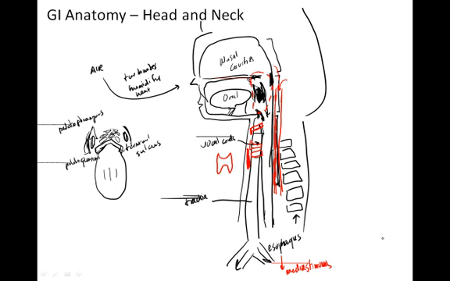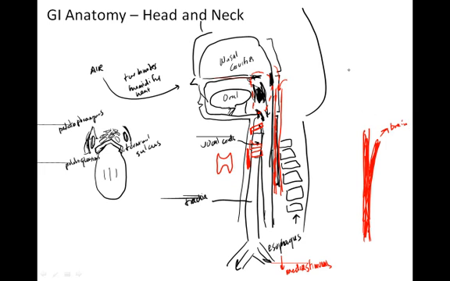Let's talk about the blood supply. On the neck there are bilateral carotids on either side of the neck, which split off into the external and internal carotids. The external carotid splits off into multiple arteries, whereas the internal carotid goes directly into the brain.